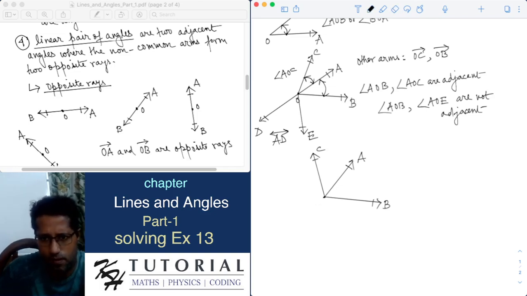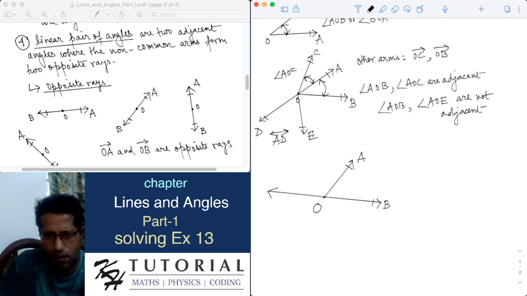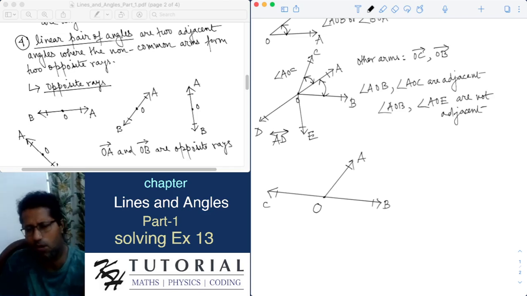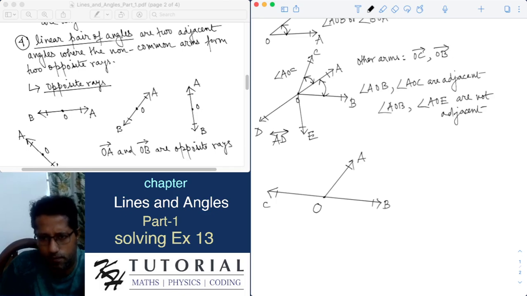So if I want to make the rays OB and OC form opposite rays, now what are opposite rays? What we have to do is extend OB to the other side. So we will have to make a ray like this. Now OC is a ray which is opposite to ray OB.